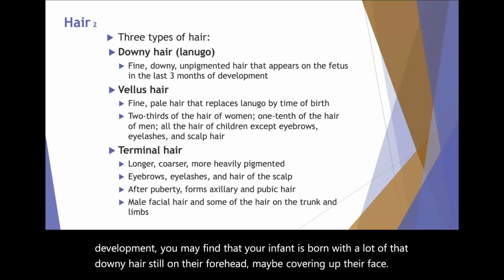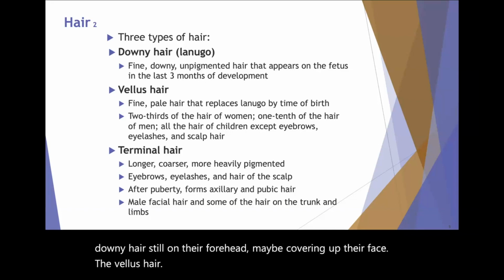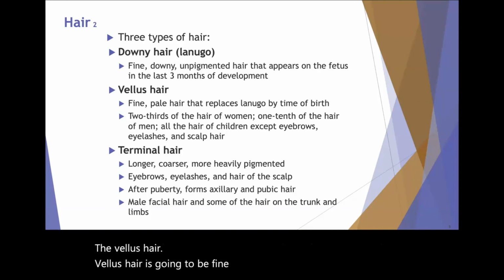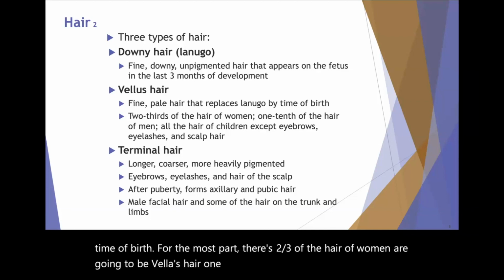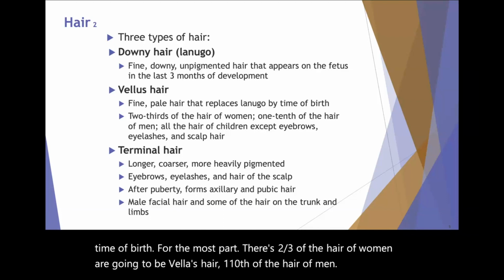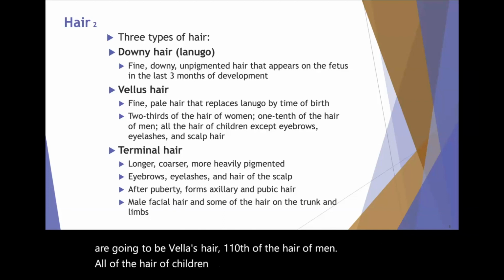The vellus hair. Vellus hair is going to be fine, pale. It will replace the lanugo by the time of birth, for the most part. Two-thirds of the hair of women is going to be vellus hair, one-tenth of the hair of men, all of the hair of children, except for the eyebrows, the eyelashes, and the scalp.